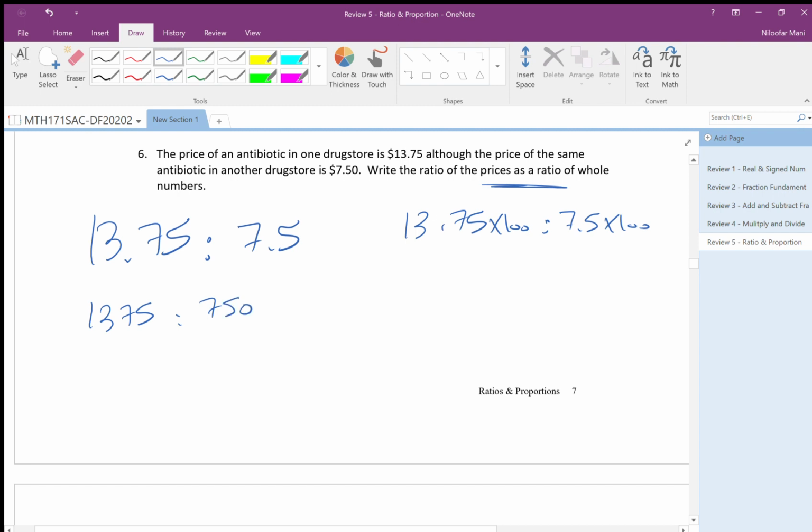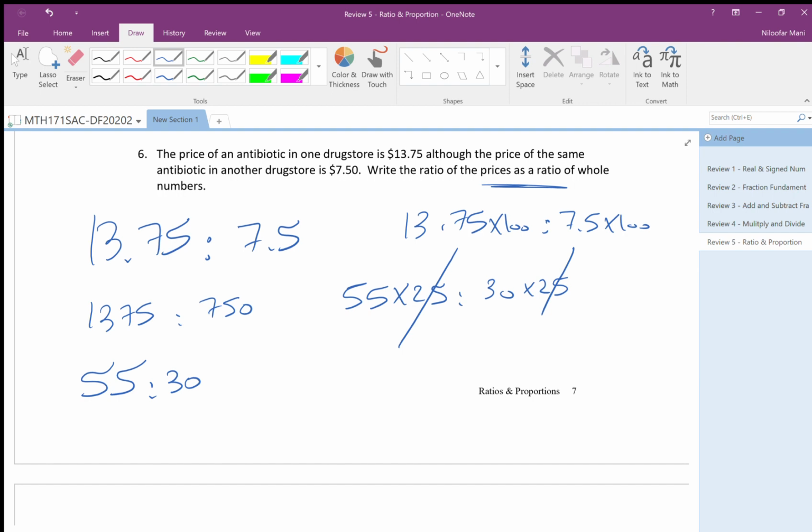Okay, this is 5 multiplied by 25, and this is 30 multiplied by 25, right? Let me check. 5 times 25, yes, and 30 times 25. Yeah. Can I cancel this and this? I cancel. Oops, what is the answer? 55 to 30. But I can cancel more. Am I able to cancel more? Yes, I didn't pay attention.